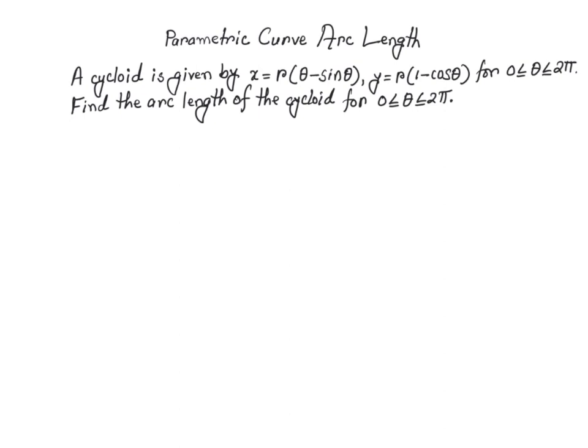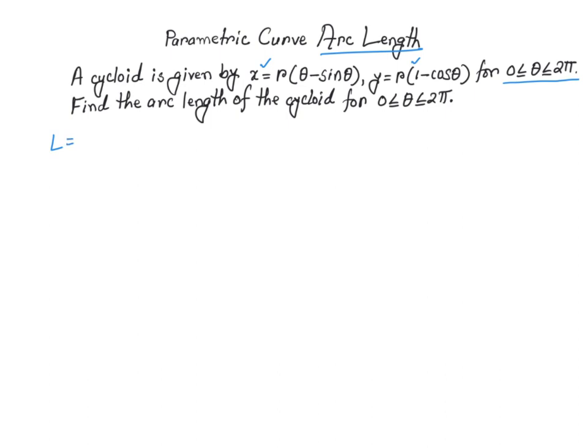In this video, I am going to find the arc length for a cycloid for the interval 0 to 2 pi. Theta ranges between 0 and 2 pi. Cycloid is defined by x is equal to r times theta minus sine of theta, and y is equal to r times 1 minus cosine of theta. Now, the arc length formula for parametric curves is given by this. The parameter in this case is theta.